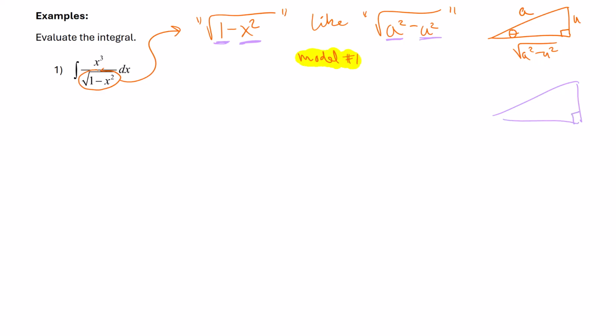So since we matched up A, if A squared is 1, that must mean that A equals 1, which means I'm going to put 1 as the hypotenuse in this diagram. And if U squared is lining up with X squared, that must mean that U equals X. So on the vertical right side leg, I'm going to put an X instead of a U. And then instead of A squared minus U squared underneath the root, we're going to put 1 minus X squared, using the actual variables or values from this particular problem.